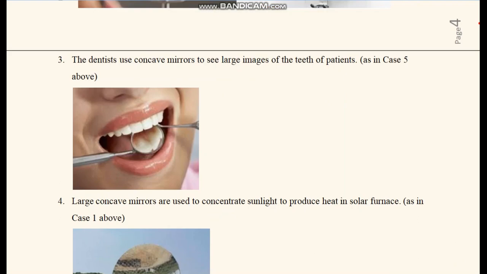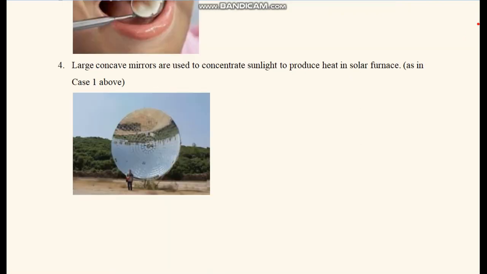The third use is that concave mirrors are used by dentists to see large images of the teeth, as you can see in this diagram. Here also, the object should be kept within the focal length, that is, the teeth should be kept within the focal length of the concave mirror to see their enlarged image and erect image. This is again case 6 that we have discussed above.